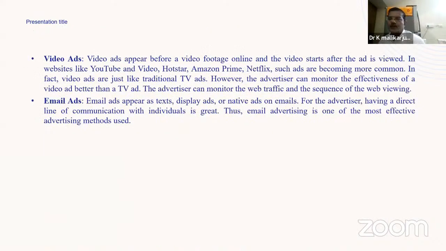So video ads. Video ads appear before a video page online, and the video starts after the ad is viewed. It is like YouTube, Hotstar, Amazon Prime, Netflix, which are becoming more common nowadays. In fact, video ads are just like traditional TV ads. However, advertisers can monitor the effectiveness of a video ad better than TV ads. The advertiser can monitor the web traffic and the consequences of the web viewing.